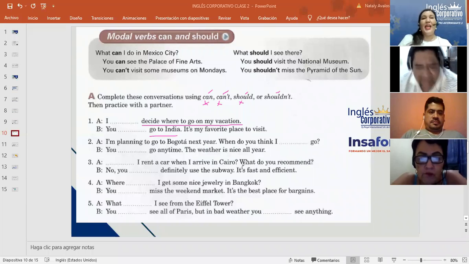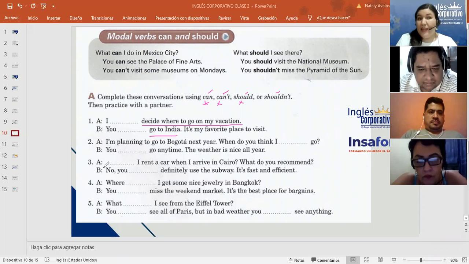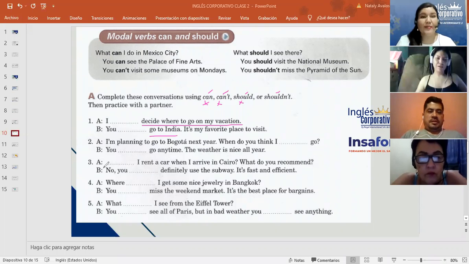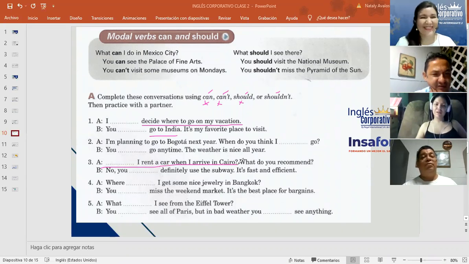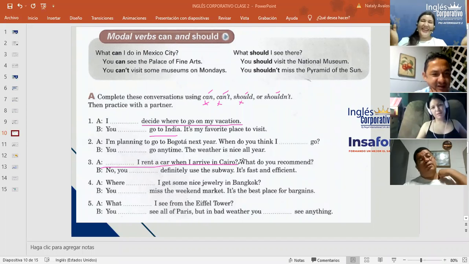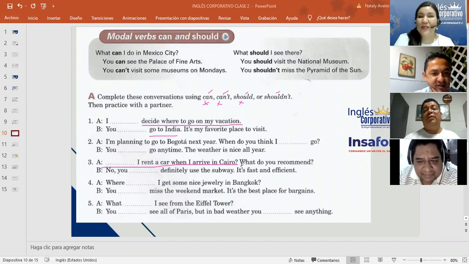The weather is nice all the year. Yeah. The next one. I rent a car when I arrive in Cairo. I am asking for a recommendation. Should I rent a car when I arrive in Cairo? Exactly, sure. Because I am asking for a recommendation.